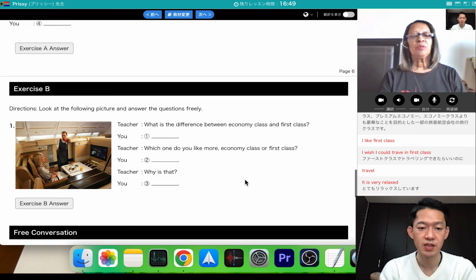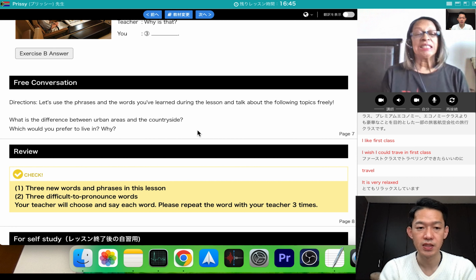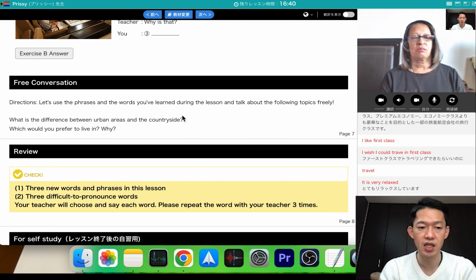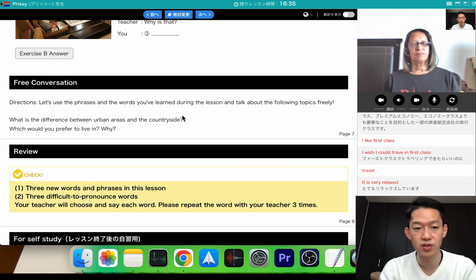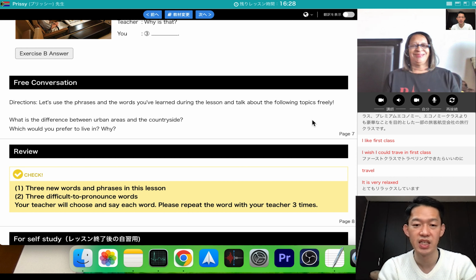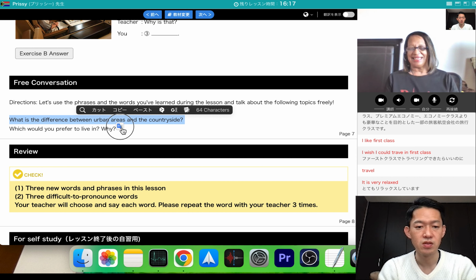Next, to page number 7, number three, seven. Conversation now. So please check the directions, Jun. Let's use the phrases and the words you've learned during the lesson and talk about the following topics freely. Let's look at the first topic there. What is the difference between urban areas and the countryside?